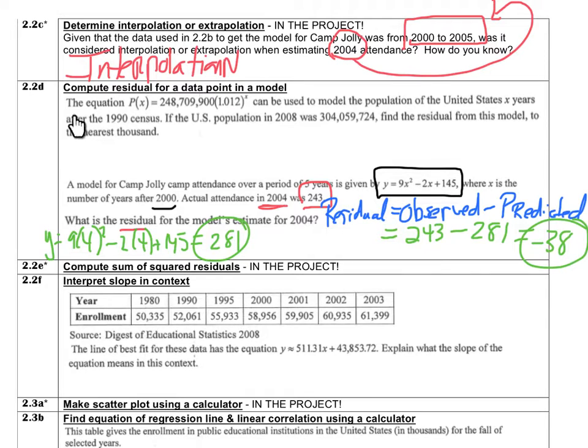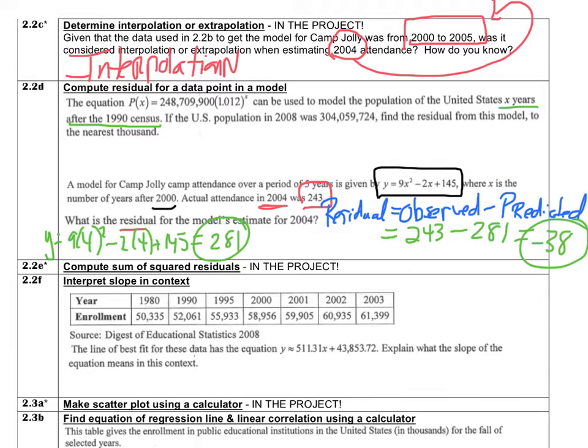Now let's go back to this example. Here's an equation. This is an exponential equation. It looks like it's growth. It can be used to model the population of the United States X years after the 1990 census. If the U.S. population in 2008 was this right here, find the residual for this model.